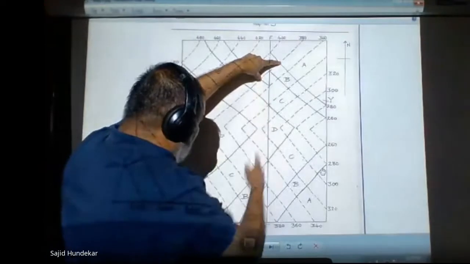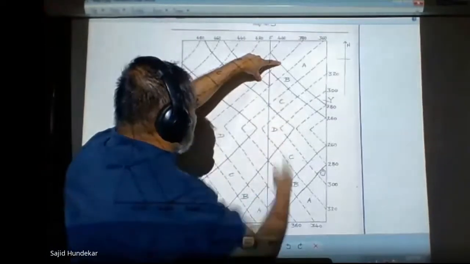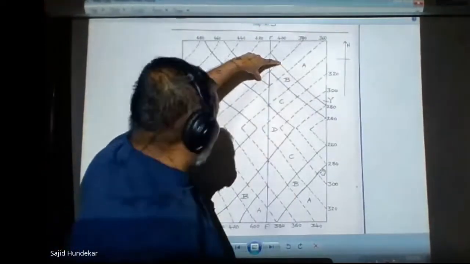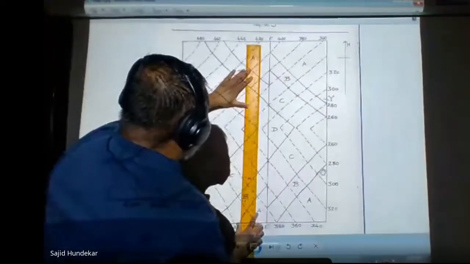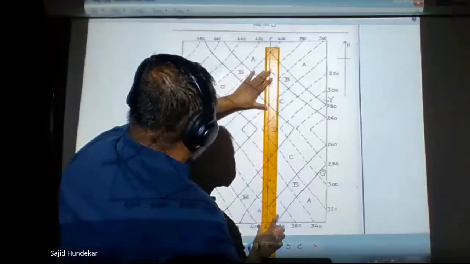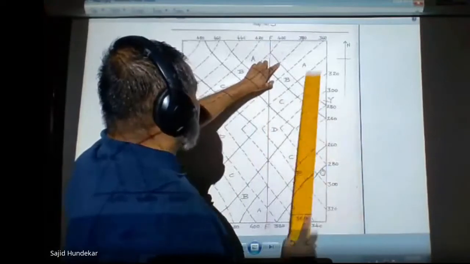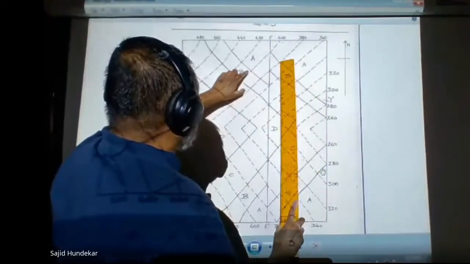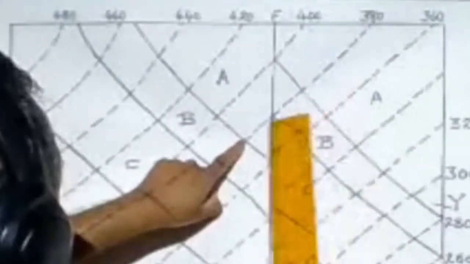And this is my first strike line. This is my second strike line, and this is my third strike line. Assume now, this is your first strike line, this is your second strike line, this is the third strike line. Here the value is 380 meters, and here the value is again about 380.